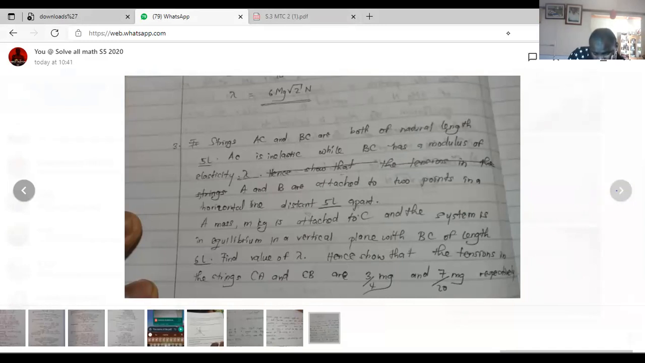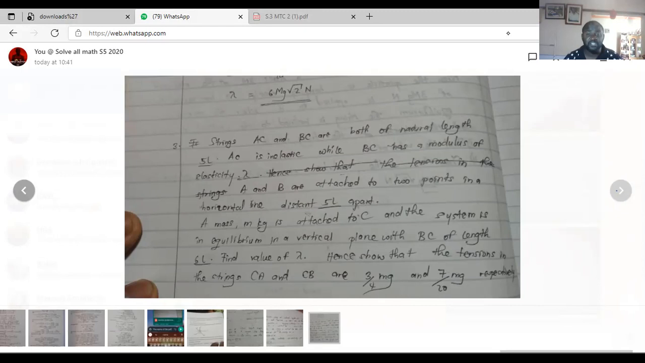Strings AC and BC are both of natural length 5L. AC is inelastic while BC has a modulus of elasticity lambda. A and B are attached to two points in a horizontal line distant 5L apart. A mass M kg is attached to C, and the system is in equilibrium in a vertical plane with BC of length 5/6 L. Find the value of lambda. Hence, show that the tensions in the strings CA and CB are 3/4 mg and 7/20 mg, respectively.